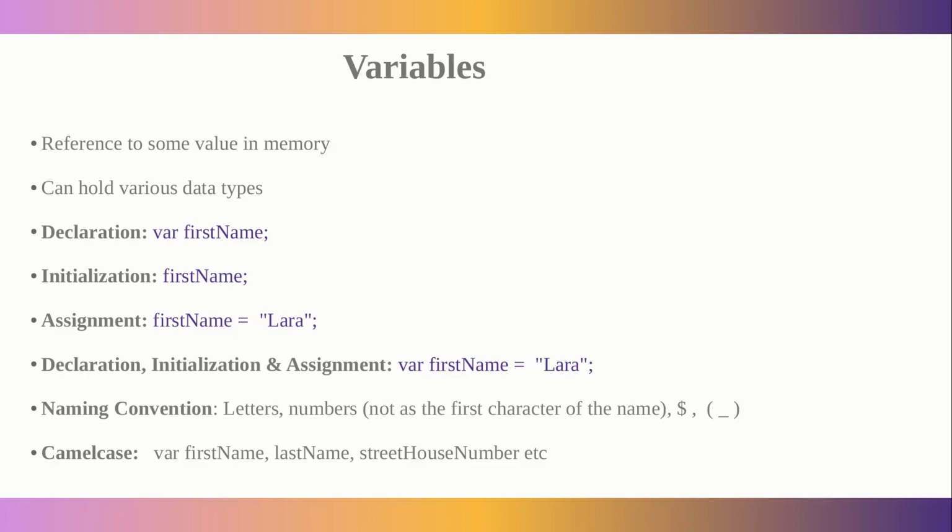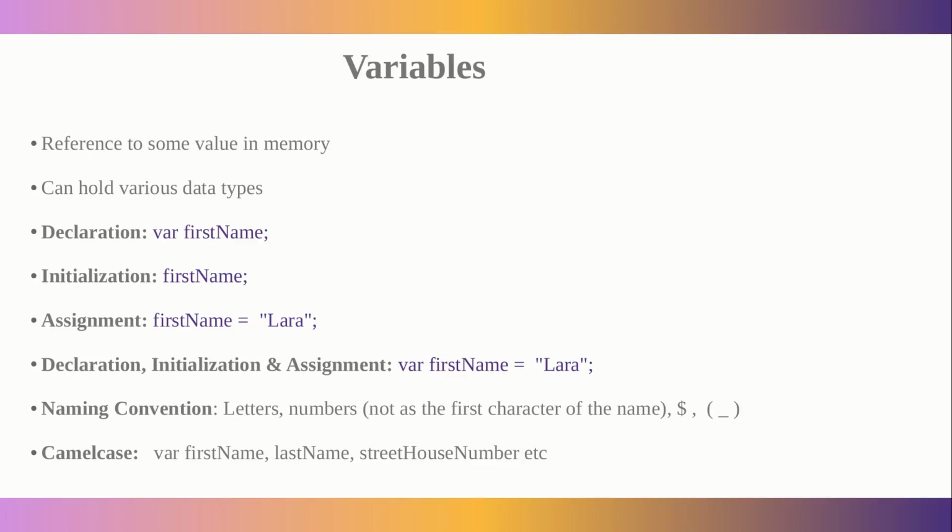var firstName = "Lara"; Now, there are a few naming conventions, such as a variable name can only contain letters, numbers, as long as the number is not the first character of the variable name, a dollar sign, and an underscore. The naming convention and style that we will be following for variables is camel case.